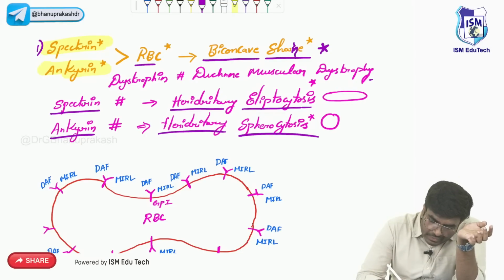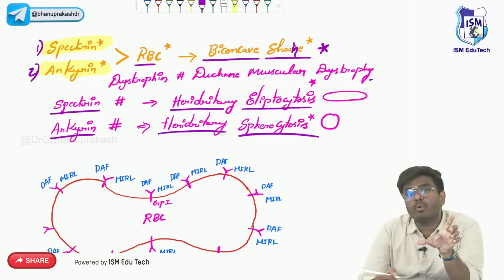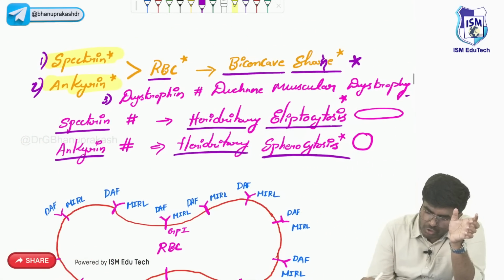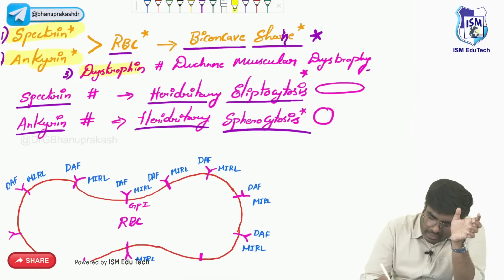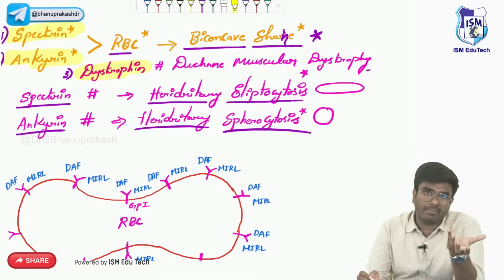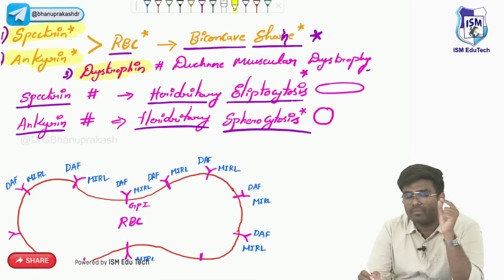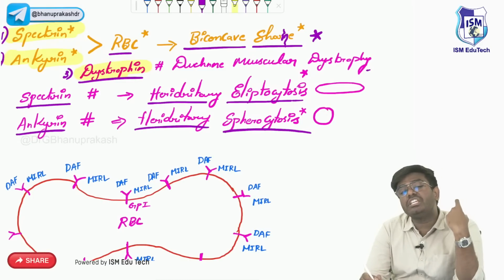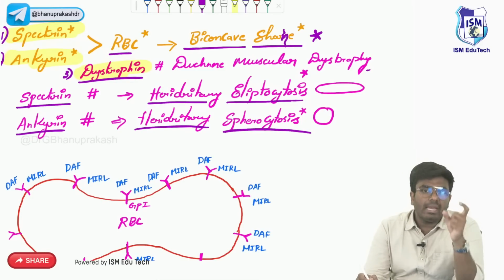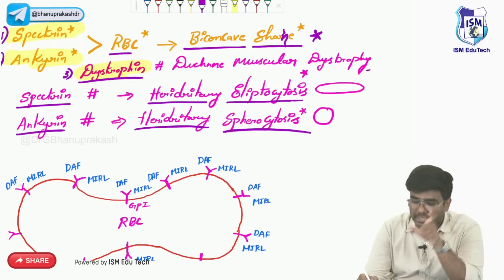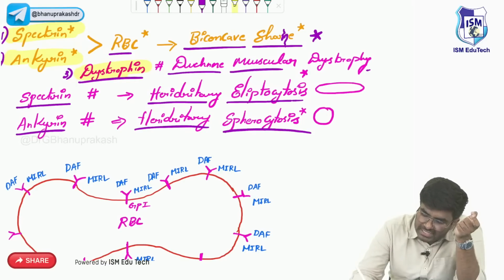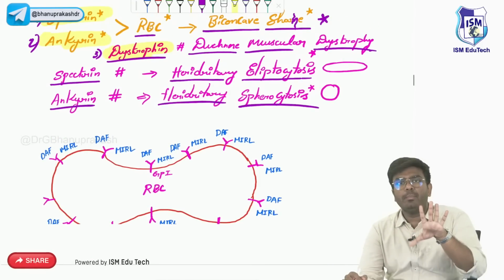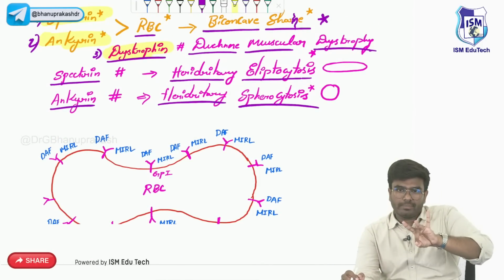And apart from spectrin and ankyrin, there is also one more important protein in the cell membrane, called dystrophin. Now the dystrophin gene is the largest gene. Long back this question has also been asked. Dystrophin gene is the largest gene ever known in the human body. Any defect in this dystrophin will cause a disease called Duchenne's muscular dystrophy. I will discuss about this again later. So three important proteins: spectrin, ankyrin, dystrophin.